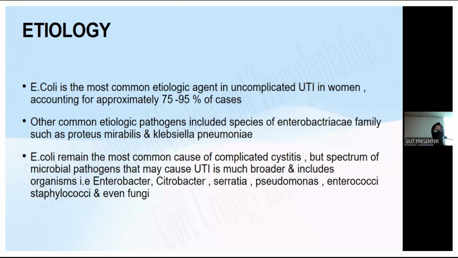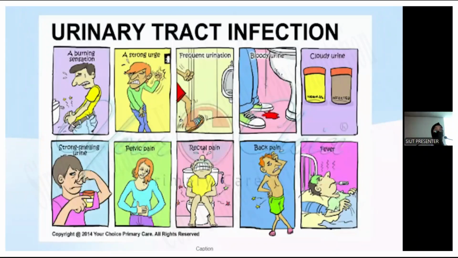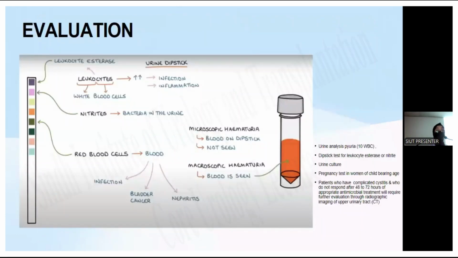coli, causing uncomplicated UTIs in women. Other pathogens include other members of the Enterobacteriaceae family, such as Proteus, Klebsiella pneumoniae, and others. The urinary tract infections usually present with burning micturition, increased frequency of urination. It may also be accompanied by nocturia, strong foul-smelling urine, and urgency, cloudy urine, or even microscopic or macroscopic hematuria.